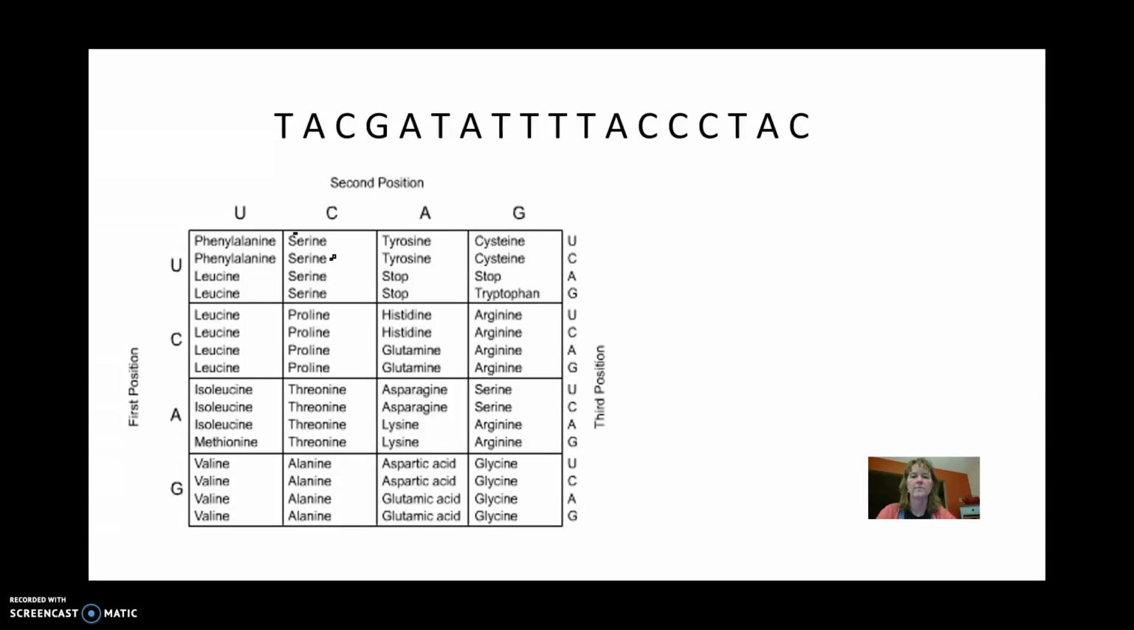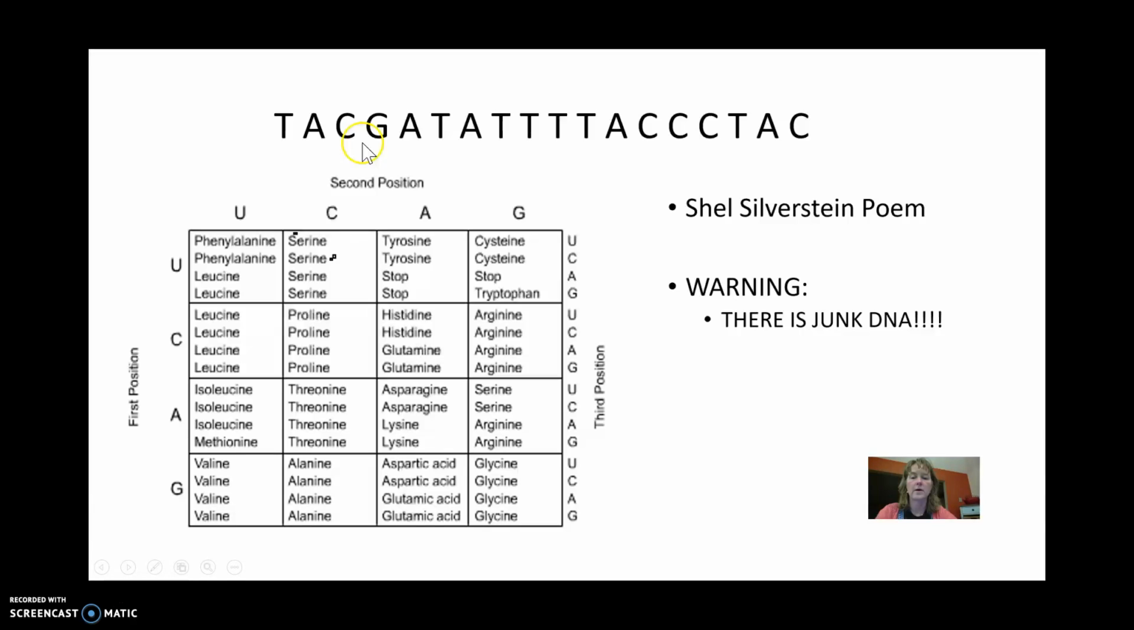The poem is written in DNA. And so we will see lines that look like this. There are a couple of things we need to be aware of. The first thing is that there is junk DNA embedded within this poem, so we need to figure out the difference between what we're going to read and what we're not going to read. To do that, we need to first decode the DNA into messenger RNA, so we're going to do that here real quick.